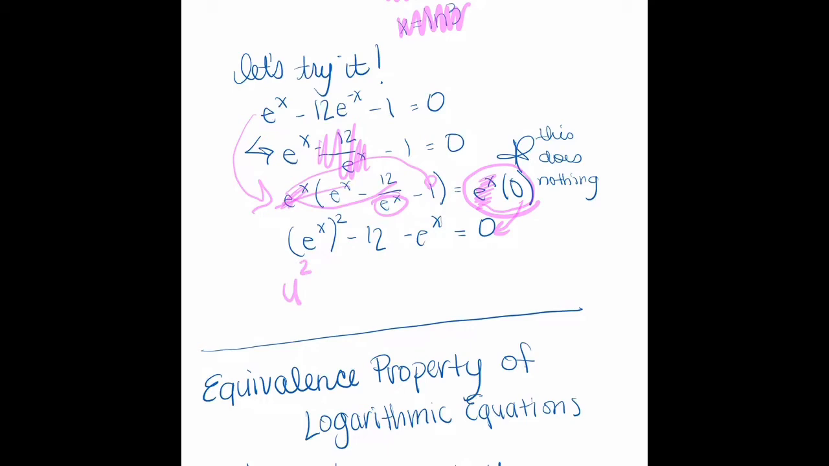U squared minus 12 u minus 1 equals 0. So now I know that, let's see, I need something that equals -1, and when added together equals -12.